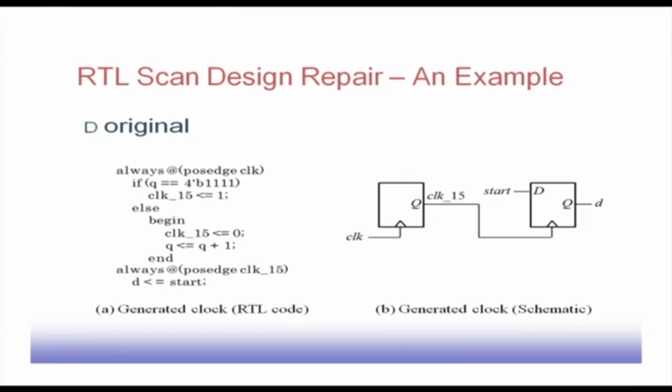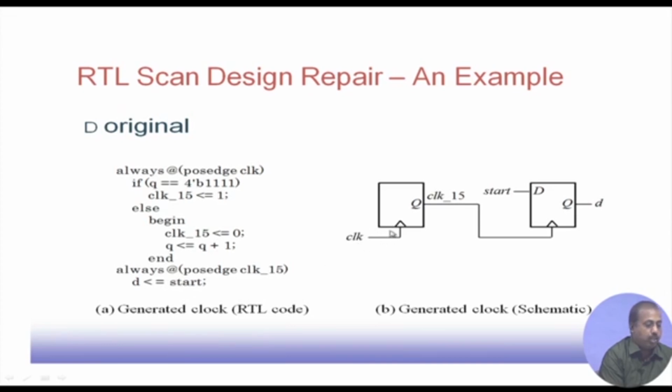So, this is one RTL level design. This is some sort of Verilog code. At the positive edge of clock, if q happens to be all 1, then clock 15 equals 1, else clock 15 equals 0 and q equals q plus 1. So, this way it is actually counting the clock 15 value. After 15 clock pulses have been obtained, the d will get the start value. So, this is exactly what is happening.